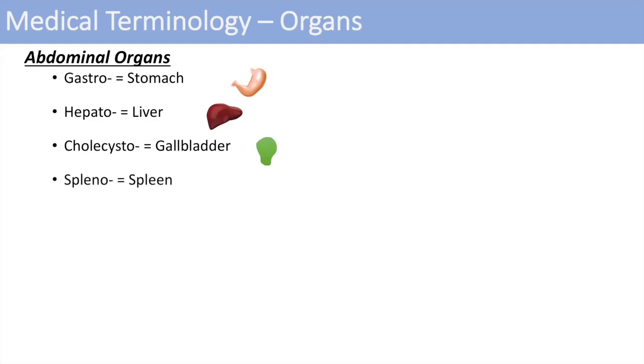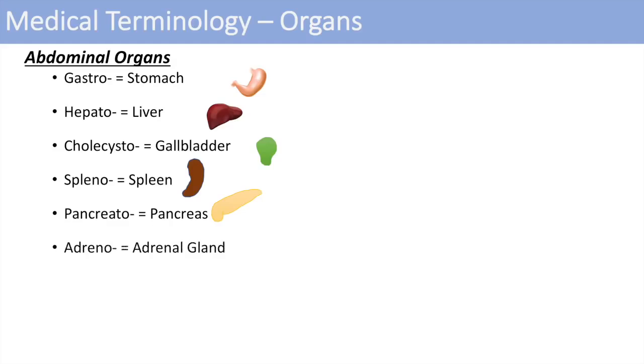Another one is spleno, that's just for the spleen. Another one is pancreato, for the pancreas. Another one is adreno, for the adrenal gland. Just the gland that sits on top of your kidneys. And you might not have heard of this one, nephro for your kidney. So you can think of nephrologist. These are related to the kidney, and this word actually is derived from the nephron, or the functional unit within the kidney.